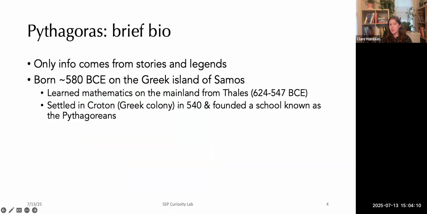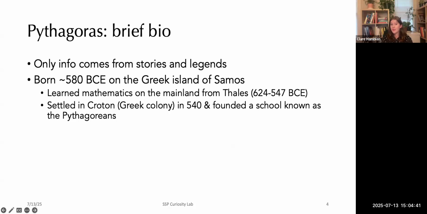The theorem was named for Pythagoras. So the natural question to ask is, who was that? Pythagoras is an interesting figure because no documents survive that were contemporary to his life. So the only biographical information that we have about him comes from stories and legends. We believe he was born around 580 BC on a Greek island, and he traveled to the mainland to learn mathematics from Thales.